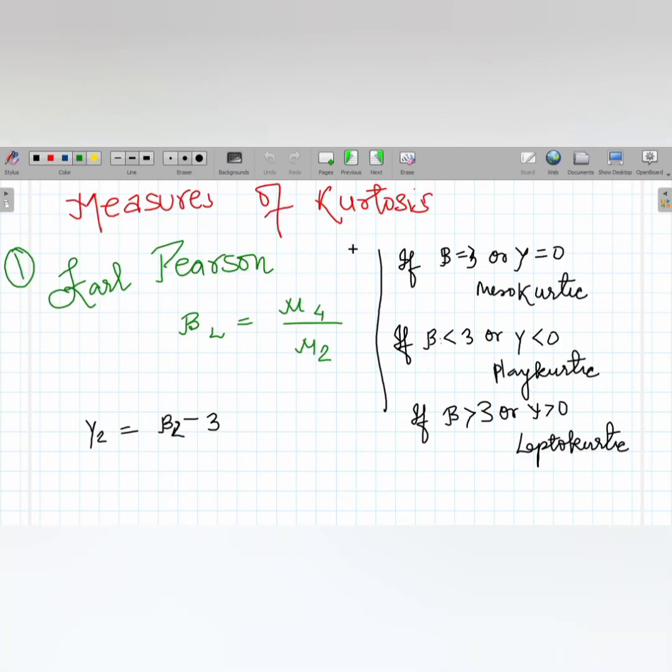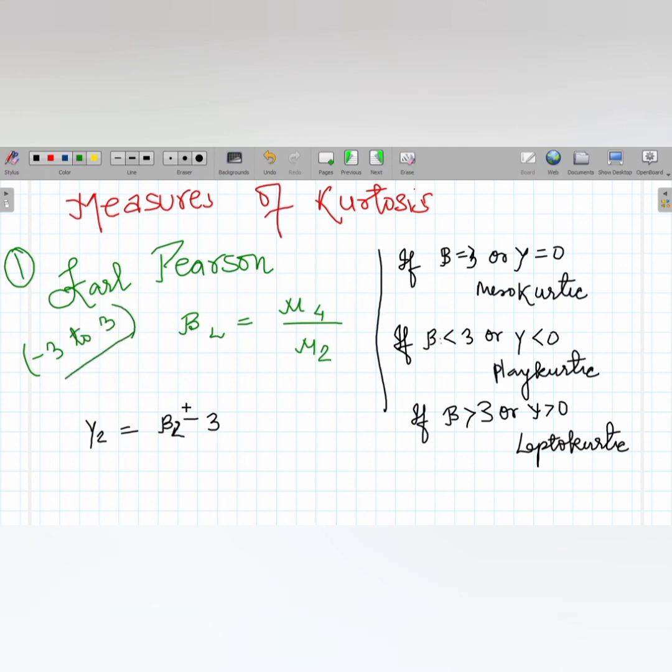Now measures of kurtosis. As I have told you, absolute measures are not taken into consideration. We'll always use the coefficient, that is, relative measures. The first measure is Karl Pearson's, which takes the second moment and the fourth moment. Clear? So B2 is equal to fourth moment divided by second moment squared, or if this formula is not used, then we'll use B2 minus 3. Karl Pearson's ranges, we can say, from -3 to 3.